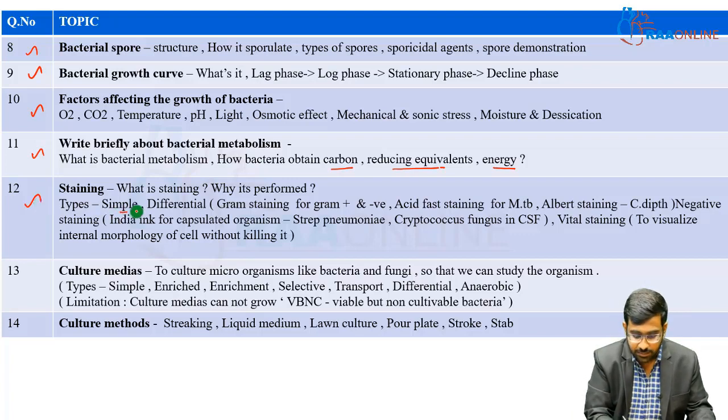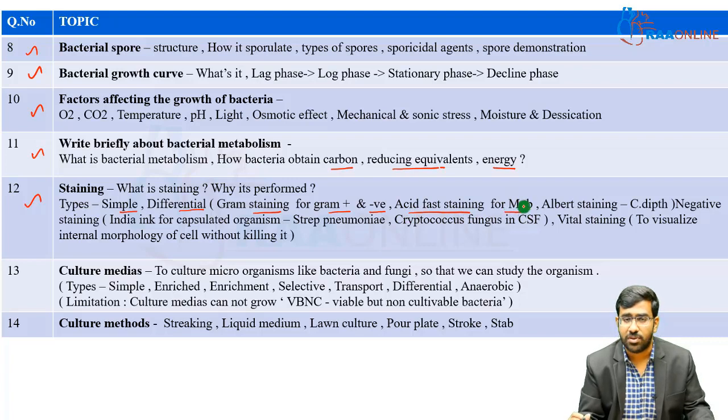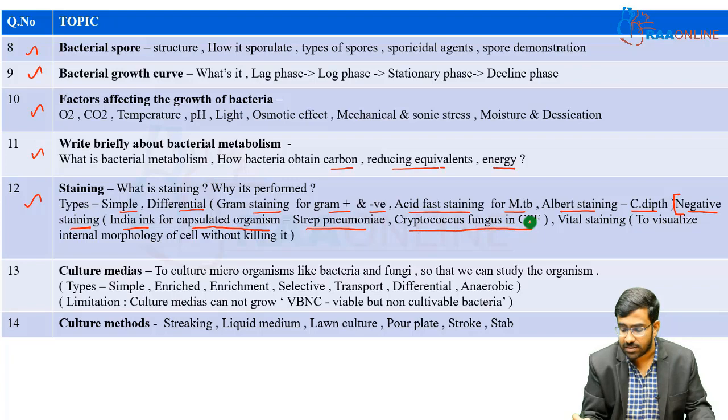We have the simple stain and the differential stain. In differential we have the gram stain for differentiating gram positive and gram negative. You have the acid fast staining for differentiating Mycobacterium tuberculosis from non-Mycobacterium organisms, and we have the Albert staining for Corynebacterium diphtheriae. And we have another type of staining, negative staining. Negative staining with India ink is used for demonstrating capsulated organisms like Streptococcus pneumoniae and the fungus Cryptococcus neoformans in the CSF.